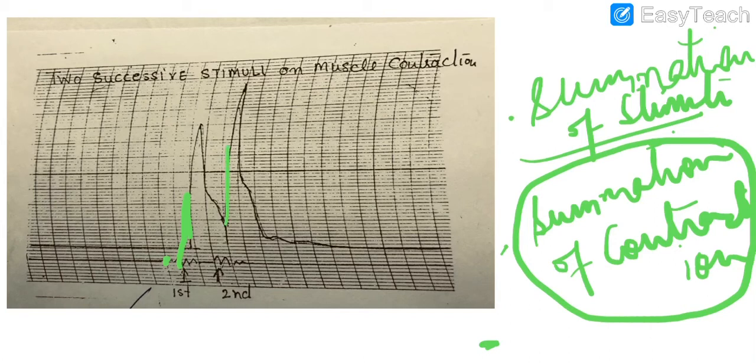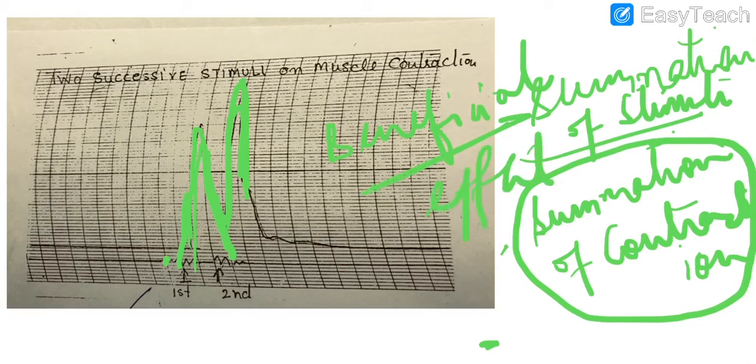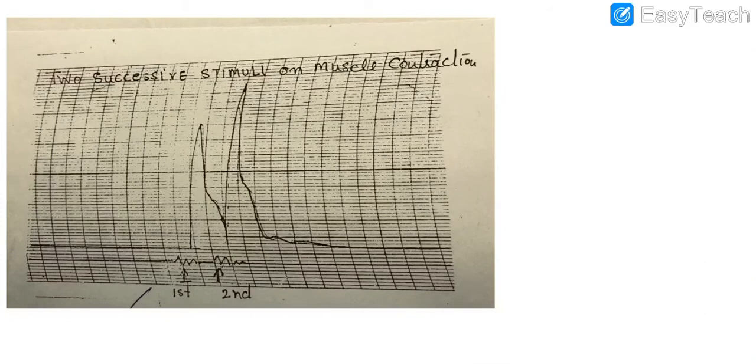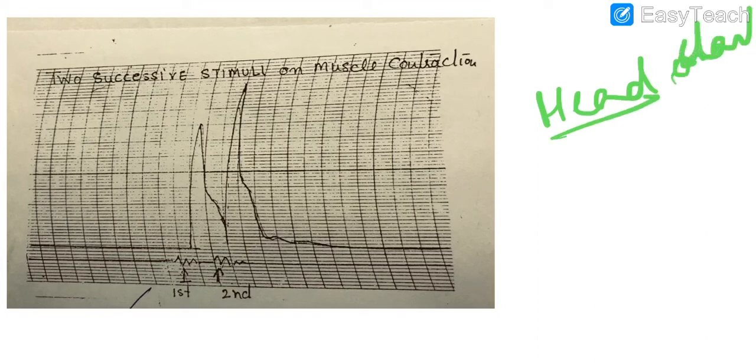See, the actual response has increased. Why has it increased? Because of the two successive stimuli, 1 and 2. Before it got completely relaxed, we already provided the second stimulus, so it got added up, and this is called the beneficial effect. What is the beneficial effect? It is the second contraction phase getting a head start.